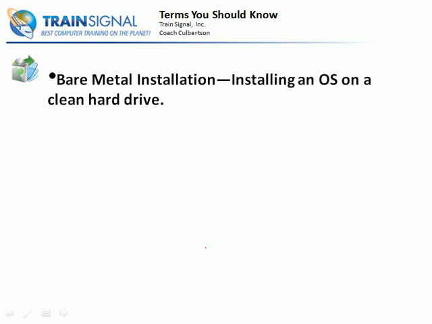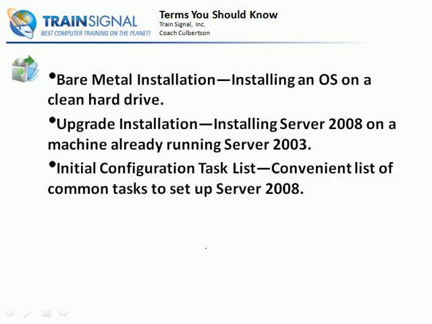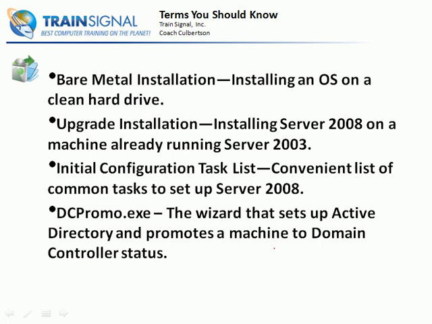So I want to talk with you now about some of the terms that you should know after viewing this course, just as a quick review. Bare metal installation: you should know that this is installing an OS just on a clean hard drive. An upgrade installation: installing Server 2K8 on a machine that's already running Server 2003. The ICT, Initial Configuration Task List, is just a convenient way to set up basic stuff on Server 2008. DC Promo, you've seen it twice. This is just the wizard that sets up the Active Directory. It promotes a machine up to domain controller status.